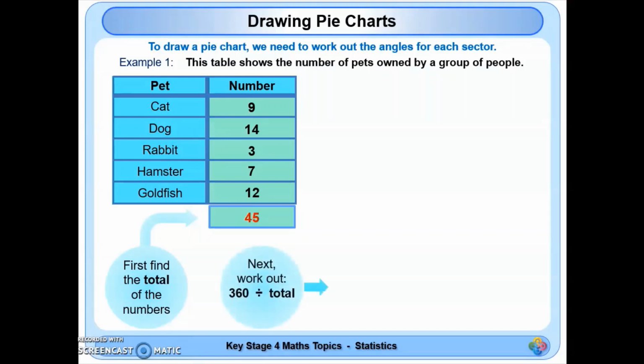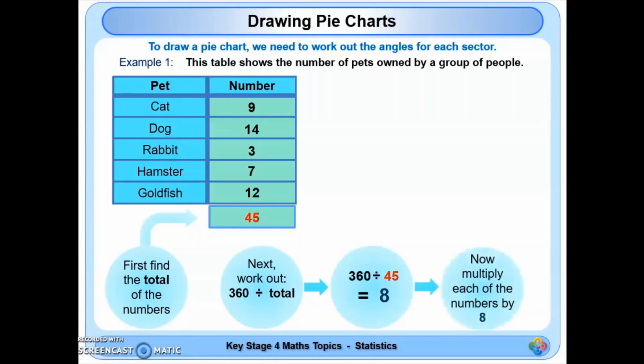Okay, we're going to take 360 and we're going to divide it by 45. 360 because it's the total angles in a circle, 45 because it's the total amount of pet owners in this question. That's going to give us a value of 8. What that 8 represents is 8 degrees for every animal, every pet in the question. So every single cat is represented by 8 degrees. Every single dog is represented by 8 degrees. Every single hamster is represented by 8 degrees.